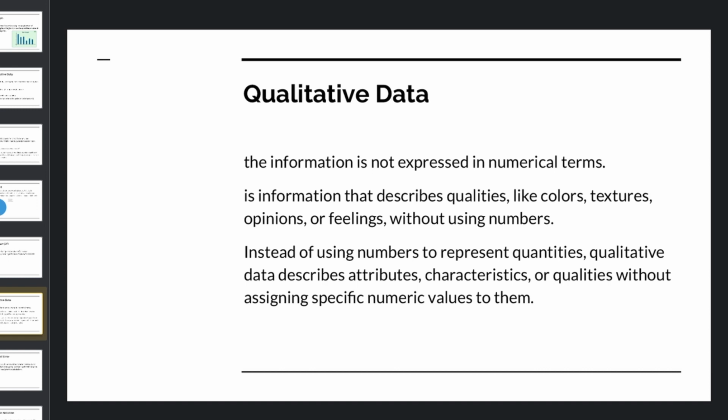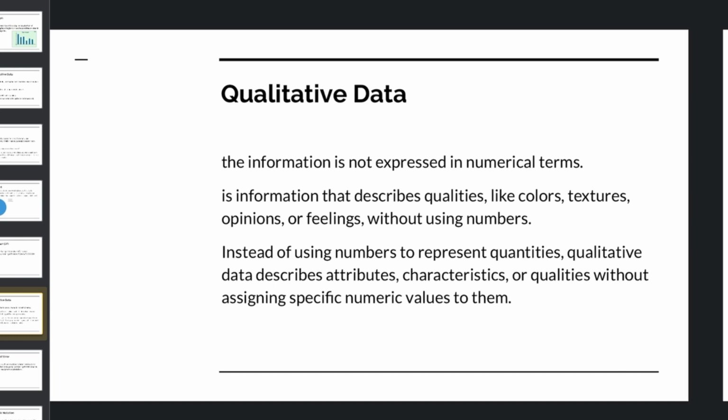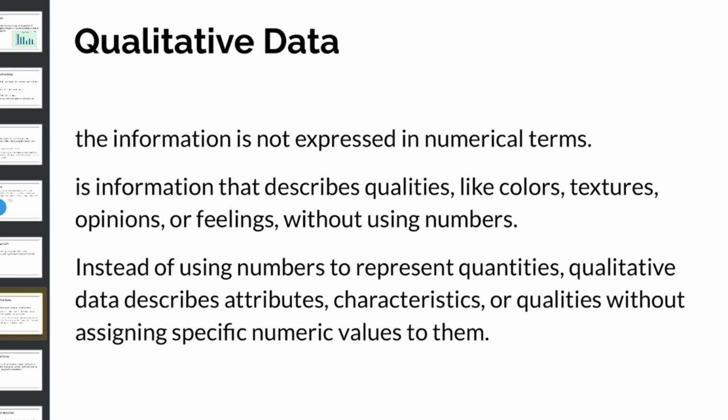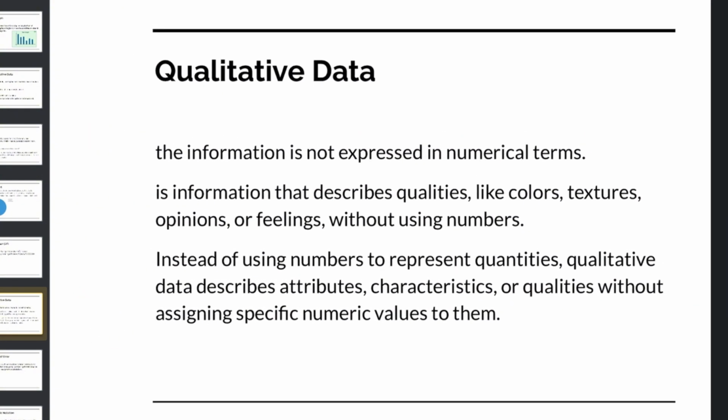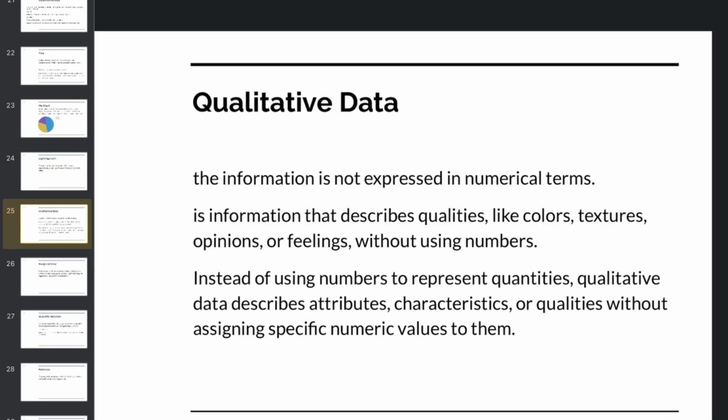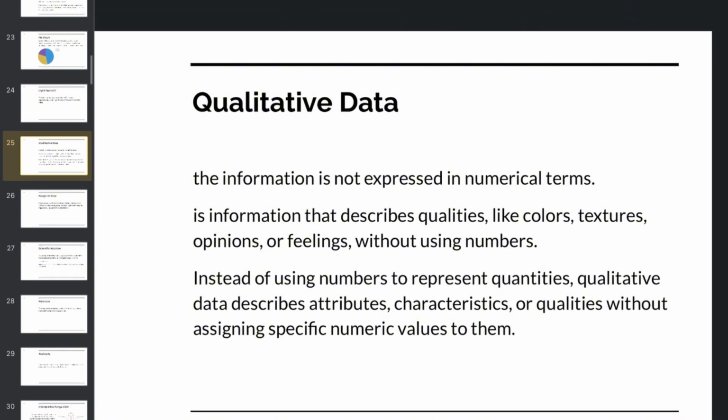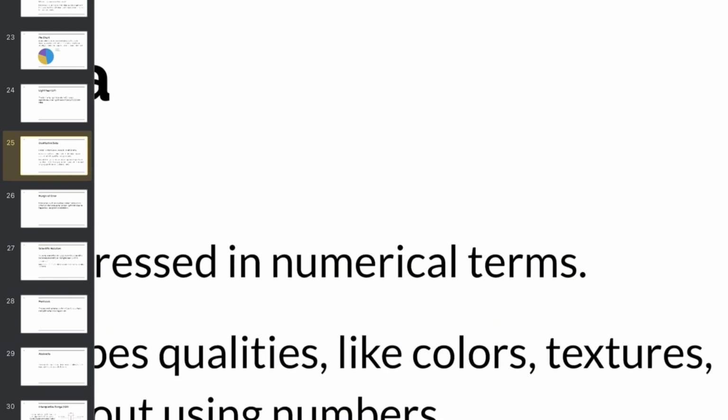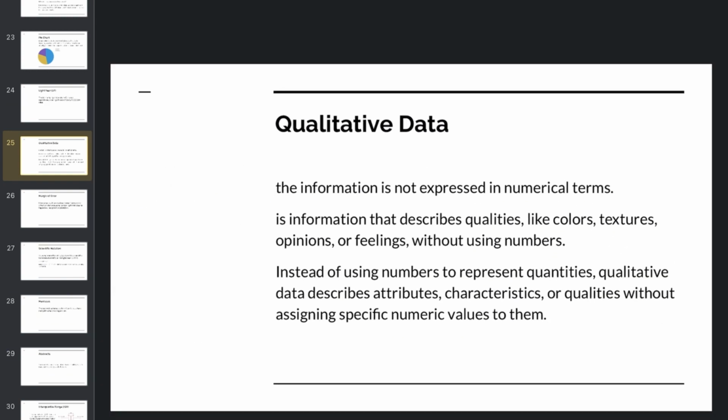What is qualitative data? The information is not expressed in numerical terms. It's information that describes qualities like colors, textures, opinions, or feelings without using numbers. Instead of using numbers to represent quantities, qualitative data describes attributes, characteristics, or qualities without assigning numeric values to them. So qualitative and quantitative, just remember one of them uses numbers and the other one does not. That's how you could kind of remember, to be honest.